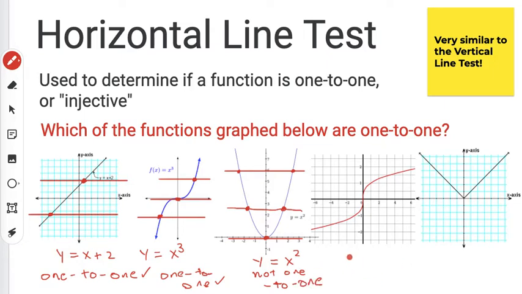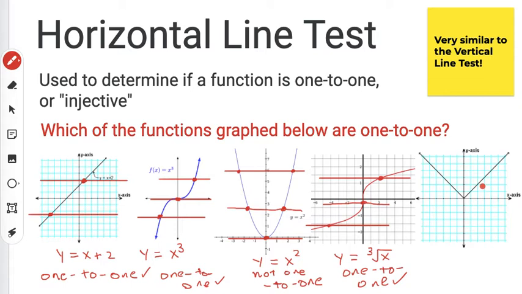All right, so moving on to the fourth graph, this is going to be y equals the cube root of x. The cube root of x kind of has an S shape to it, and no matter where you draw your horizontal lines, they'll only go through one point. So no matter where you draw these horizontal lines, they only cross the function at one point. So that means this function is indeed one-to-one, and it passes the horizontal line test.